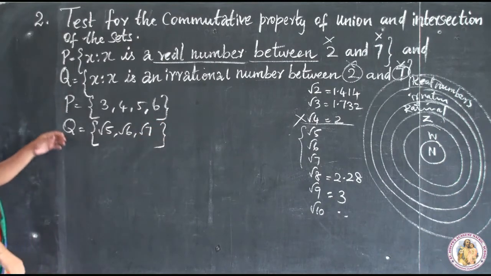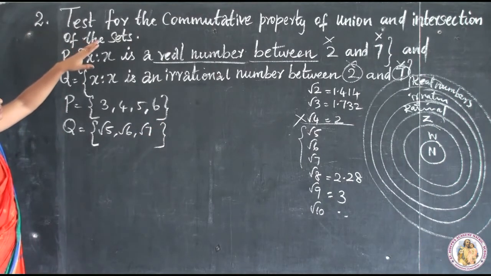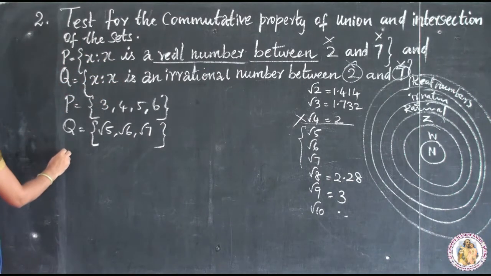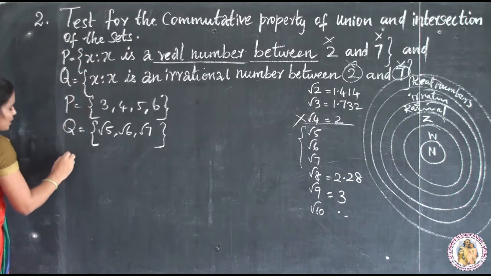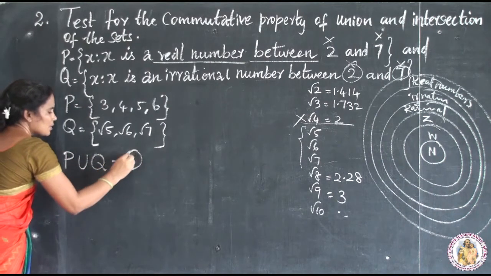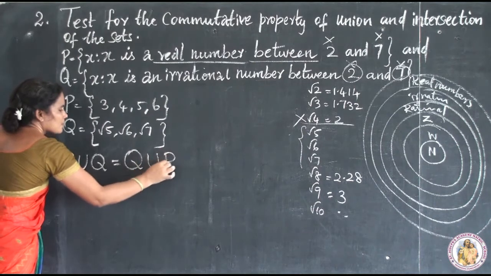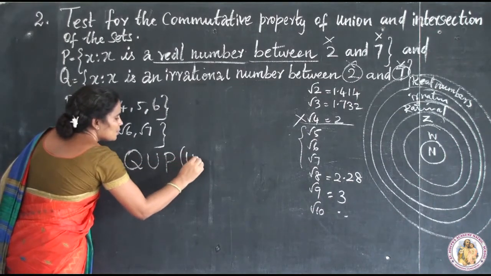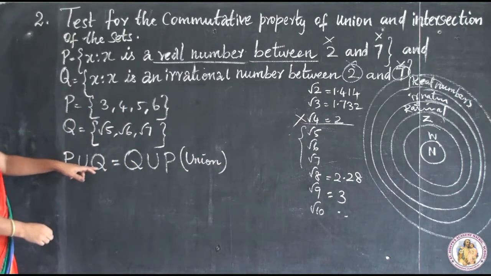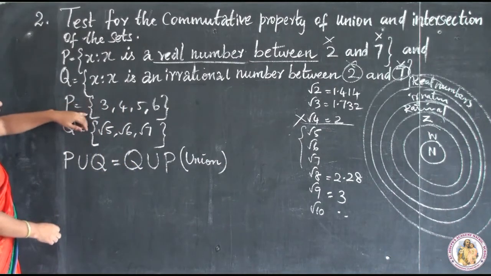They have asked us to find whether it satisfies the commutative property of union and intersection. Okay, what is the commutative property of union? P union Q is equal to Q union P. So, what is P union Q?